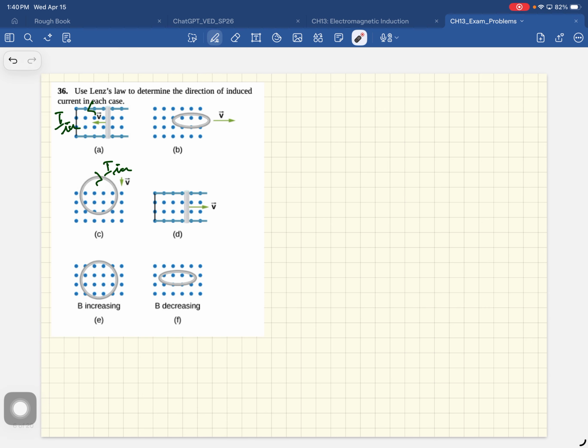You see the induced EMF is quite small because the Earth's magnetic field is quite weak.